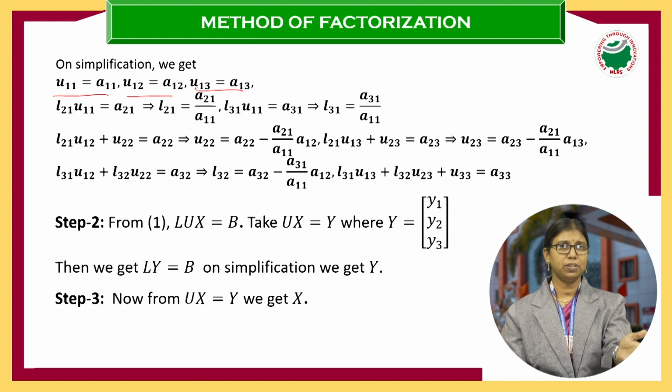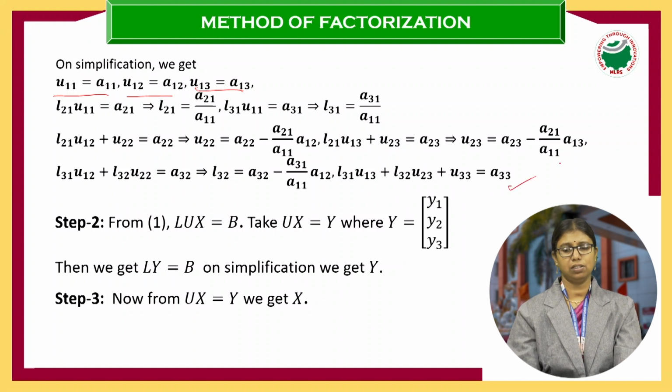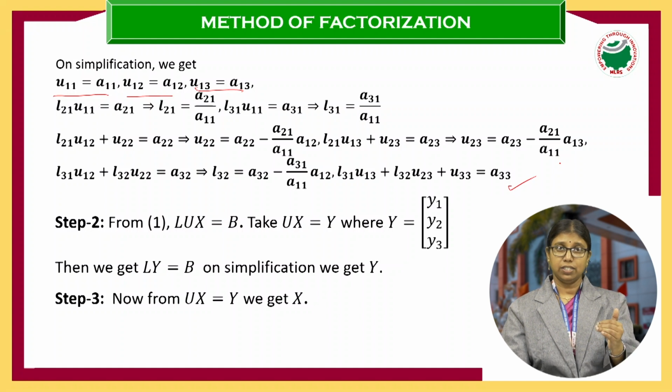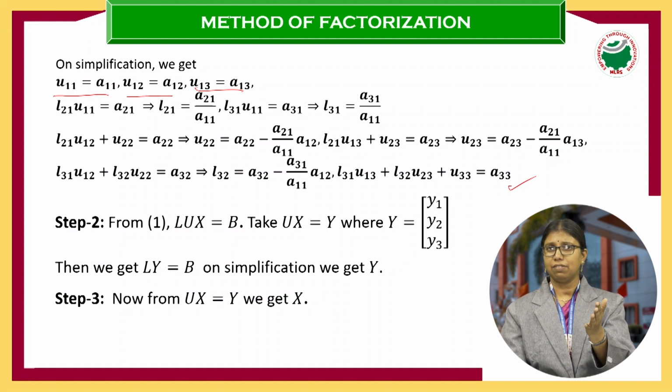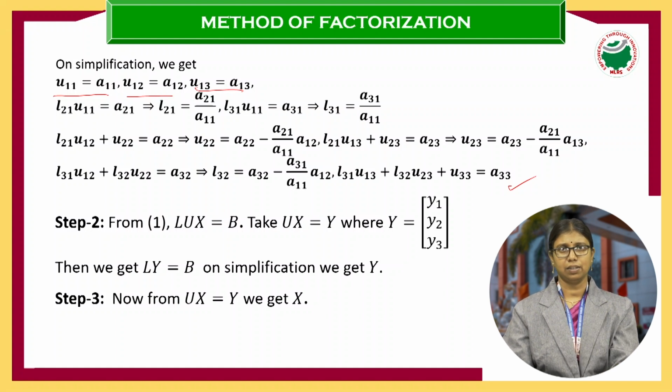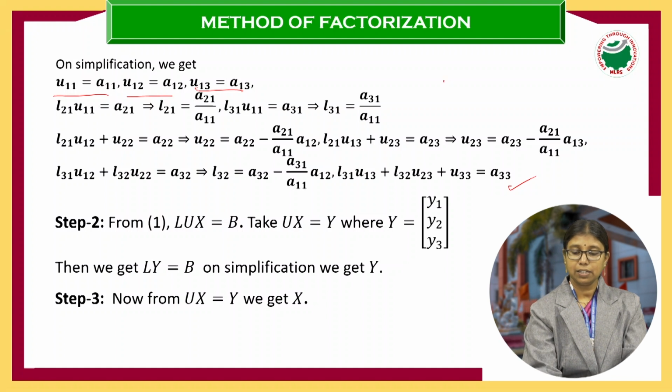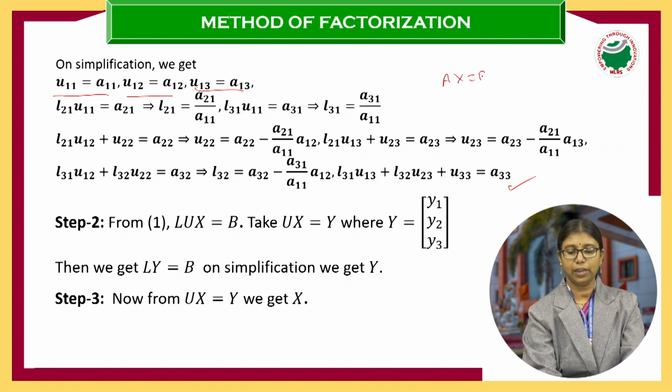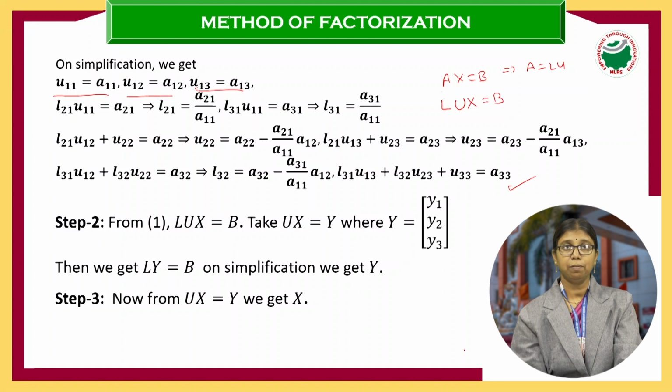So either you can go with the procedure, or else you can remember all these values. First step, calculation of Lij values and Uij values in lower triangular and upper triangular matrix. That is step 1. Next, in step 2, in the matrix representation Ax equal to B, if you are taking A equal to LU, then your equation is LU into X is equal to B.